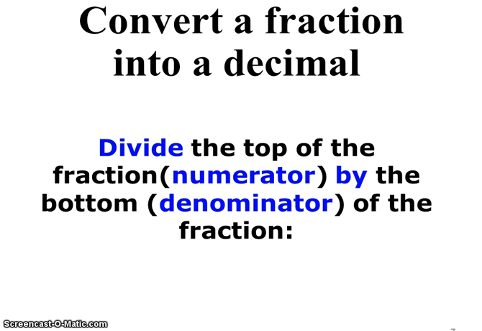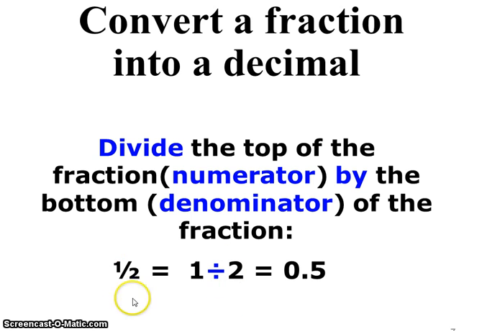So first, let's convert a fraction into a decimal. I find students find this the easiest to do, because all we have to do here is divide the top of the fraction, the numerator, by the bottom, the denominator. So for a fraction like 1 over 2, we just say 1 divided by 2, and you can use your calculator for this, and we'll see that it works out in decimal form as 0.5.